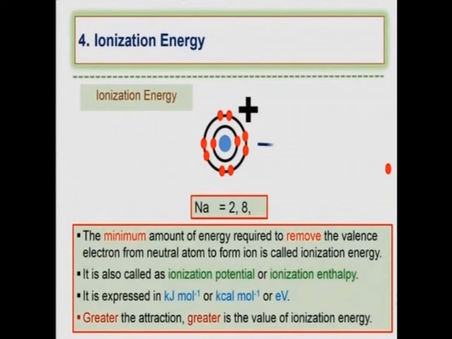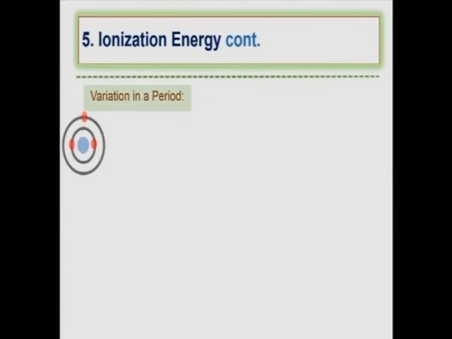Ionization energy can also be called ionization potential or ionization enthalpy, and it is expressed in terms of kilojoule per mole, kilocalorie per mole, or electron volt. The greater the force of attraction and the greater the nuclear charge, the greater the value of ionization energy. Now let's see what happens in a period.